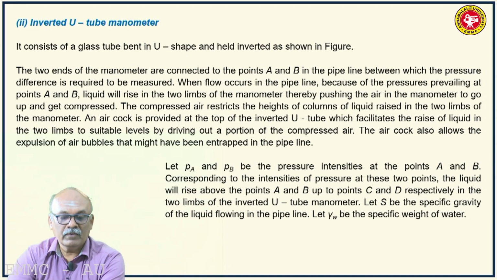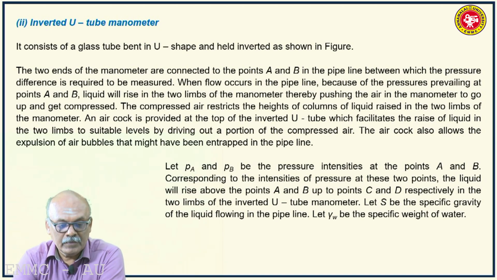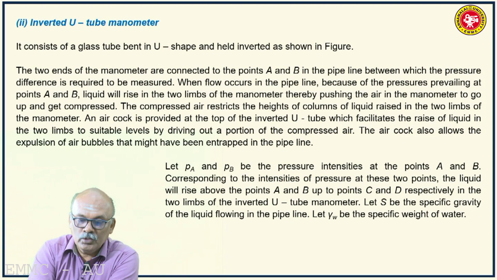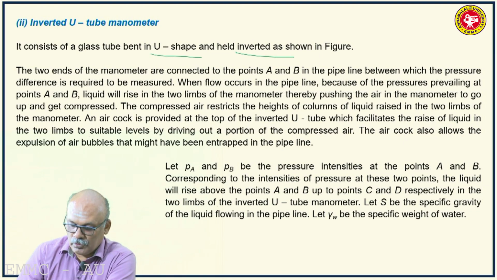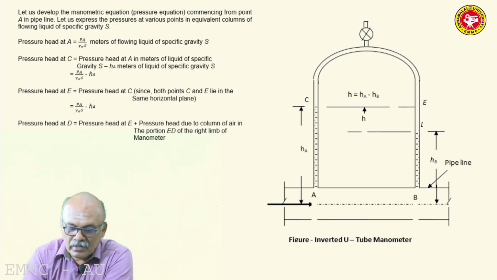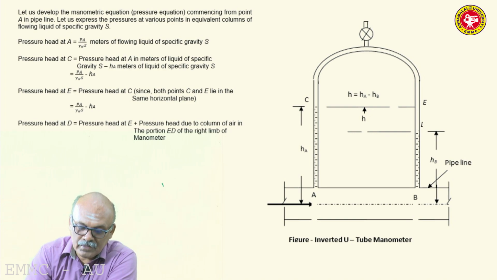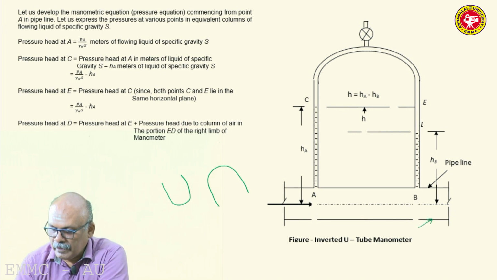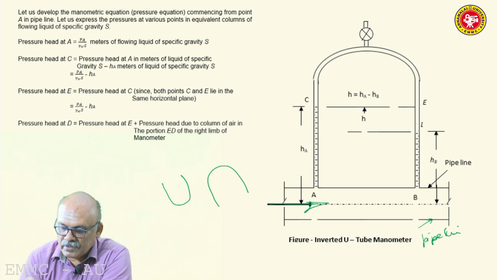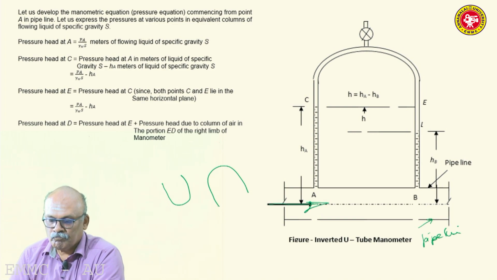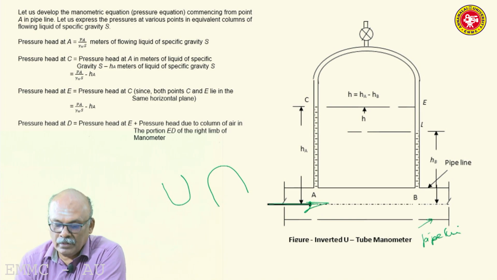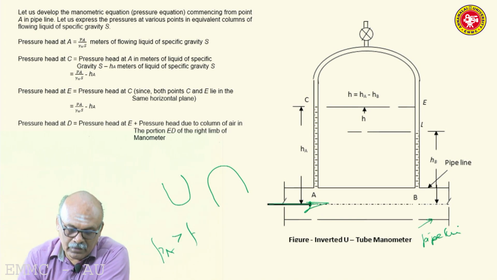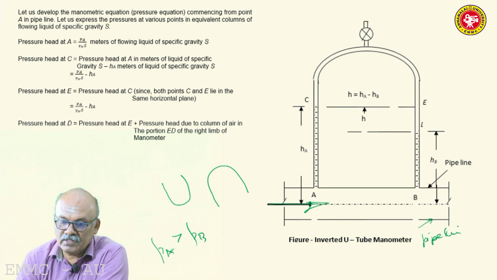Then the inverted U tube manometer, the second category. It consists of a glass tube bent in U shape and held inverted as shown in the figure. See, like this. So inverted U. What does U tube mean? It is the alphabet U. Inverted U tube means it becomes like this. Again, you consider this as a pipeline conveying a liquid in this direction, that is A to B. So pressure at A will be higher than pressure at B. PA will be greater than PB as the flow direction is from A to B.